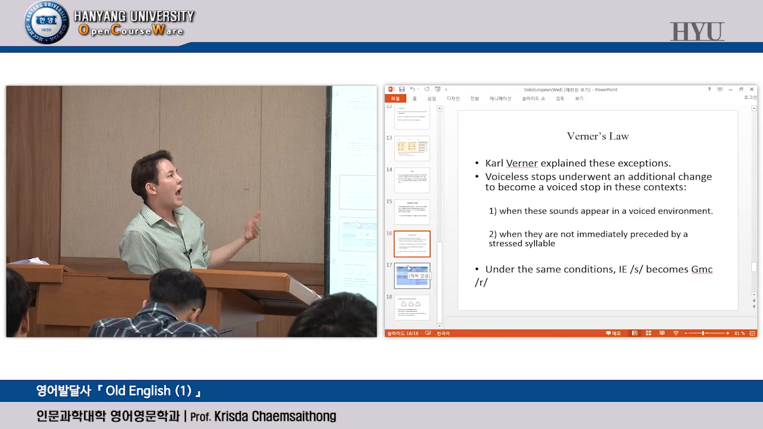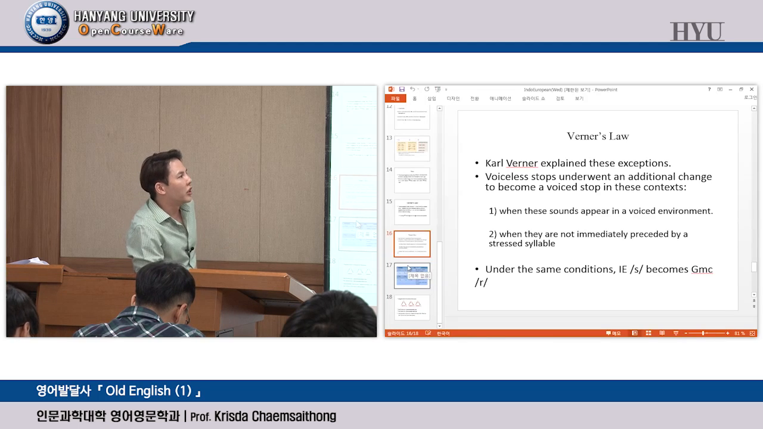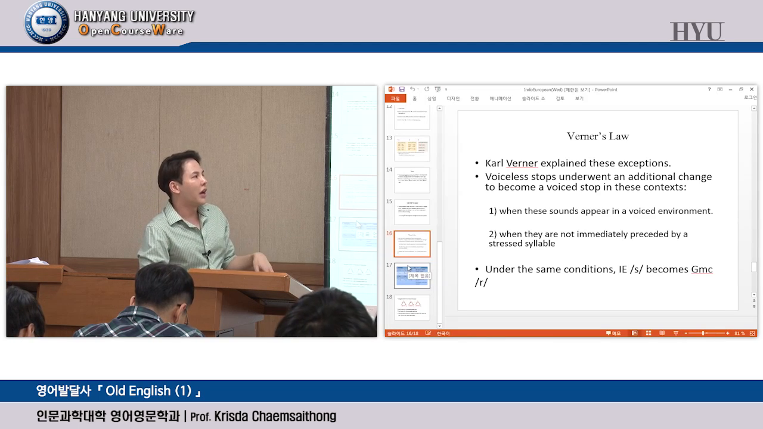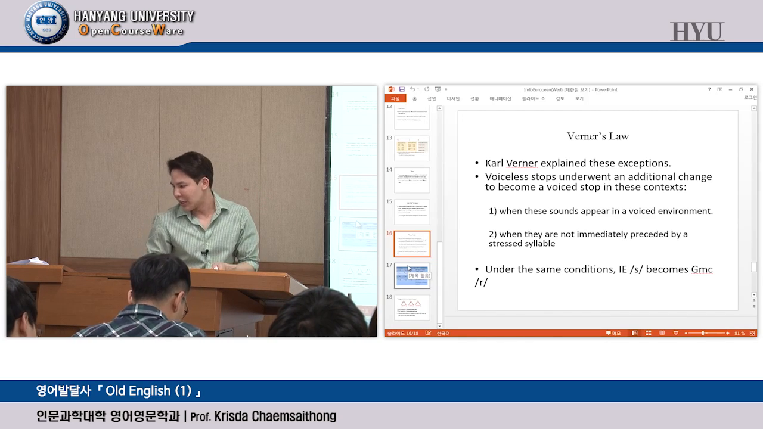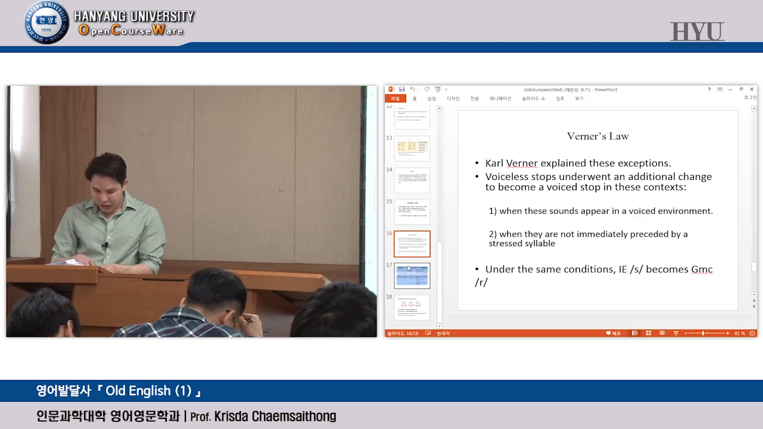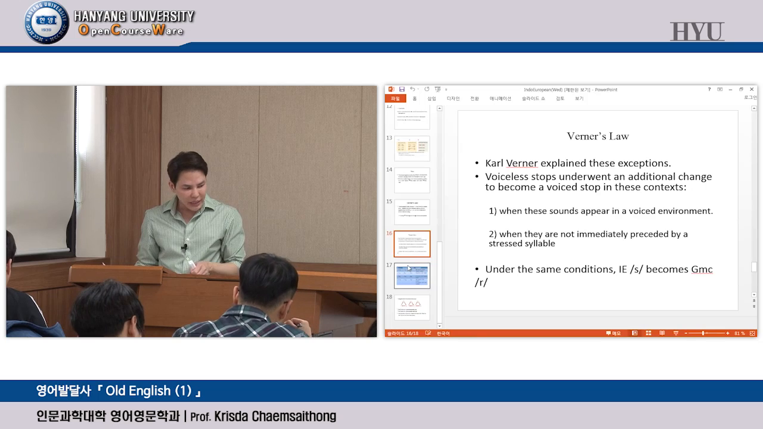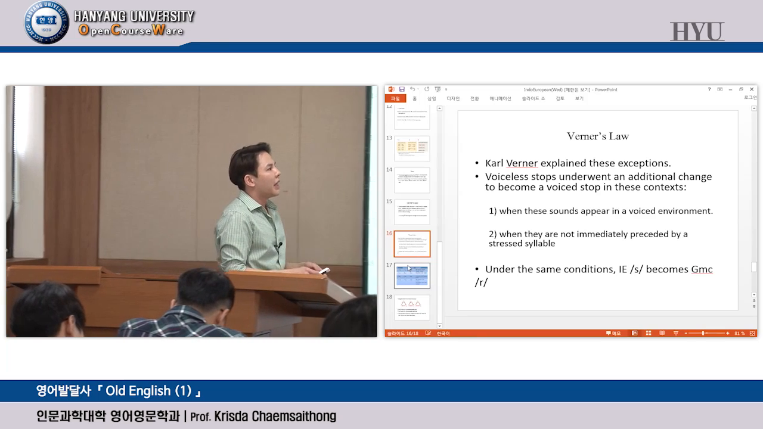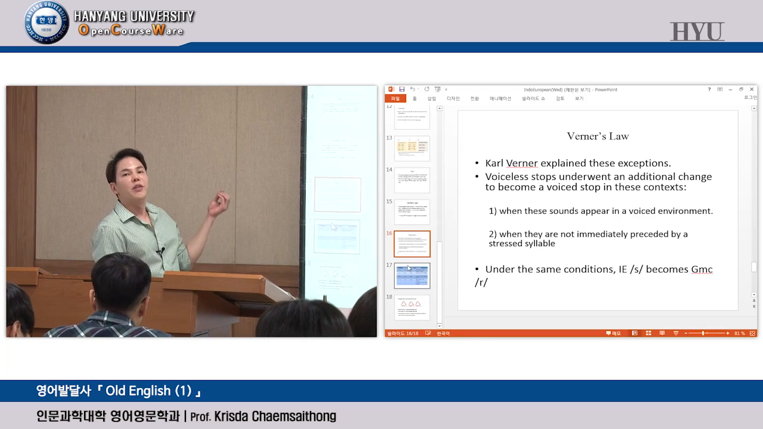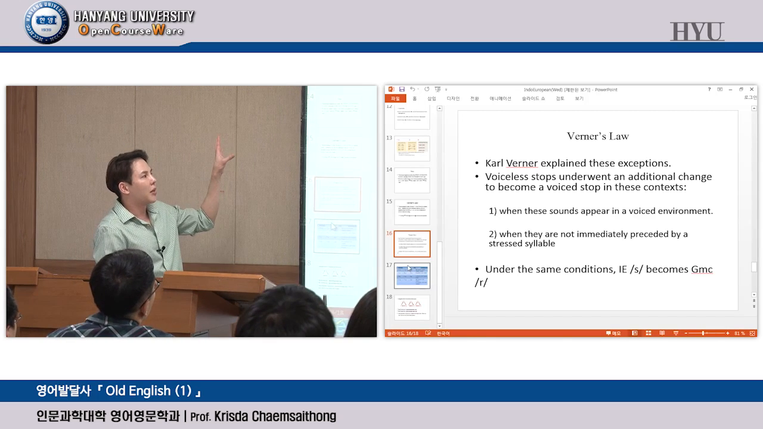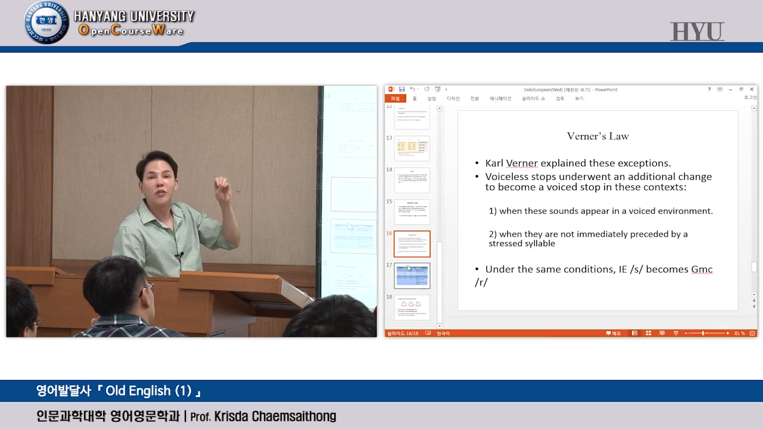Werner's law comes after Grimm's law, okay? So Werner is another guy who came along and noticed one important exception in Grimm's law, right? He said that voiceless stops, right? Voiceless stops changed to what? Fricatives, right? Voiceless fricatives in Grimm's law.